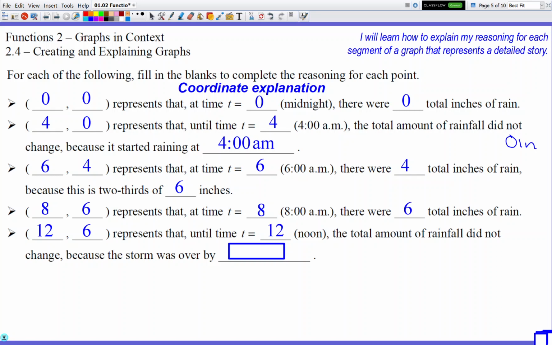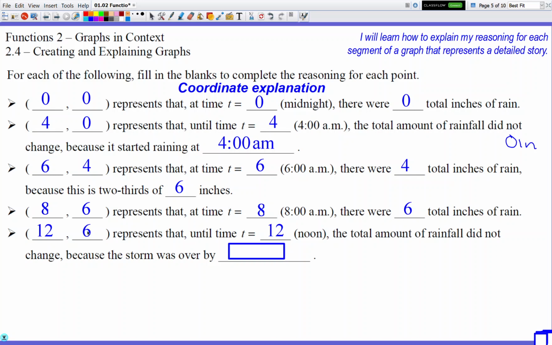It's not really written here, but just make a statement that says that more rain still fell, or the rain was still falling. Okay? So I know it's not written here, but just make that little note that rain is still falling at 8 a.m. until 8 a.m. All right?